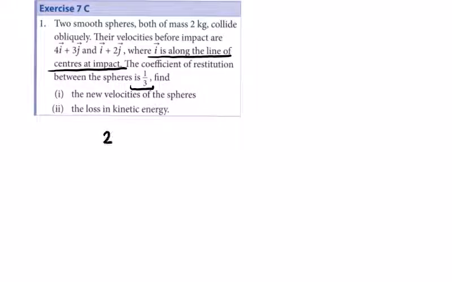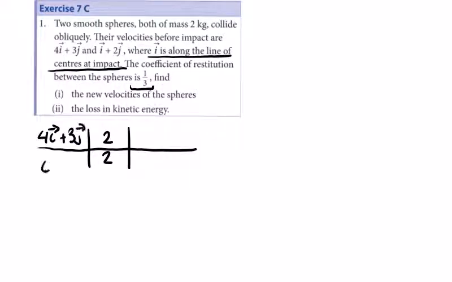So we put the masses down as 2, and we see what's happening before and afterwards. We have 4i plus 3j, and i plus 2j. Afterwards, we're going to have Ai plus 3j, j remaining unchanged, and Bi plus 2j. For the second one, we could call them P and Q if you want to give them letters.